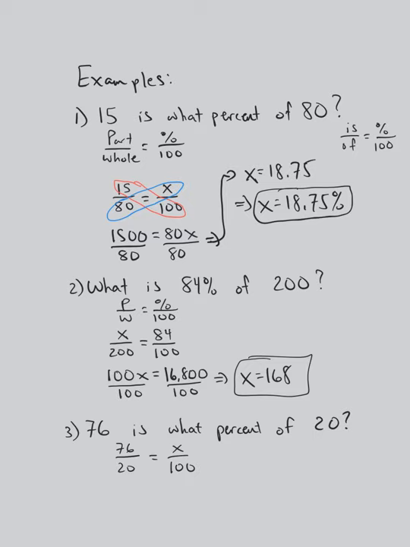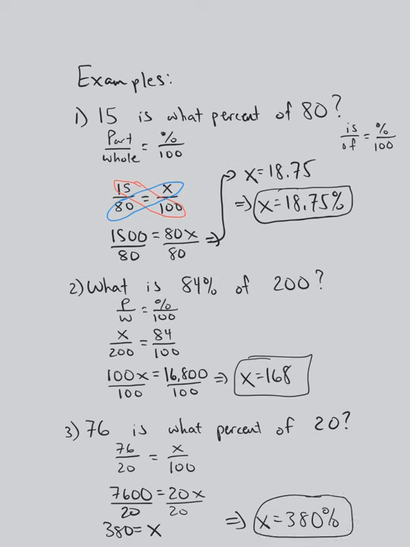Now if you equate your cross products, you're going to get 7,600 is equal to 20x. You divide by 20, and we get 380. Let me write it the way the algebra would present it to us: 380 is equal to x. Again, remember that this problem asked for the percentage, so that 380 is actually the percent. And so x is equal to 380%. Just be aware, percentages can be very large, over 100%, like we're seeing.